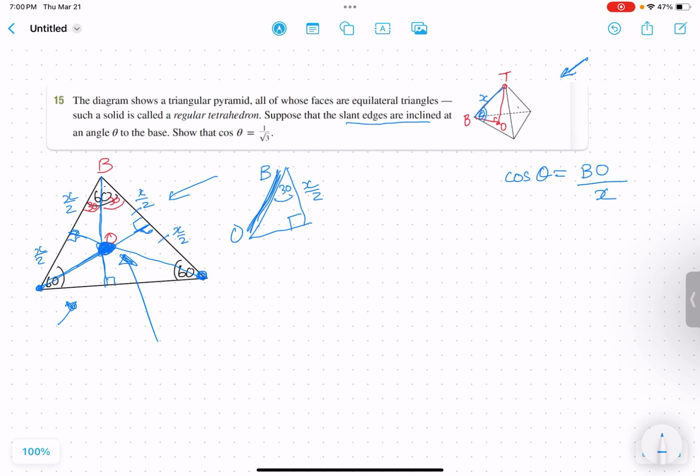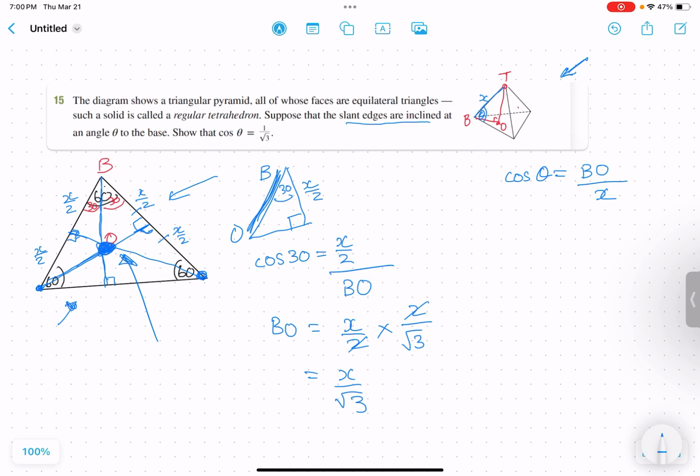So what I would use, of course, is cos. So cos 30 equals adjacent on hypotenuse, so I'm dividing by BO or OB. If I rearrange that, I'm going to have x on 2 divided by cos 30, which is the same as timesing by the reciprocal of cos 30. Cos 30 is root 3 on 2, so the reciprocal will be 2 on root 3. And if you do that, you can see we get x on root 3.